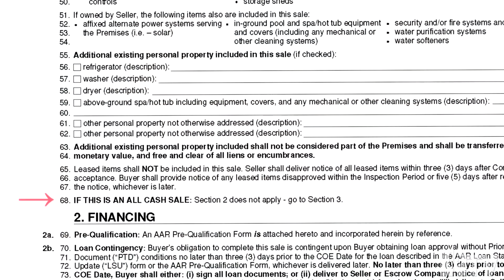Exactly. I think one big thing I did want to make sure we talked about was that if this is an all-cash sale, we need to go to Section 3, which means those extra appraisal contingencies that aren't built in if you're a cash sale. And I think that does get misunderstood often.